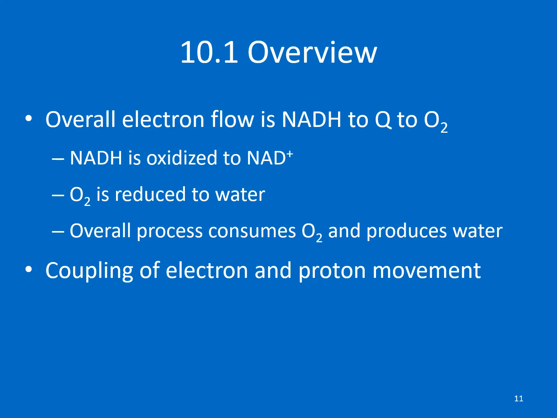All right, so the overall electron flow in this is from NADH, from say the Krebs cycle, to Q, which is, as you remember, ubiquinone, to O2, to oxygen. So NADH gets oxidized to NAD+, and O2 is reduced to water.